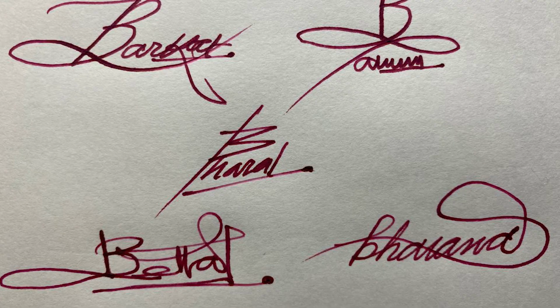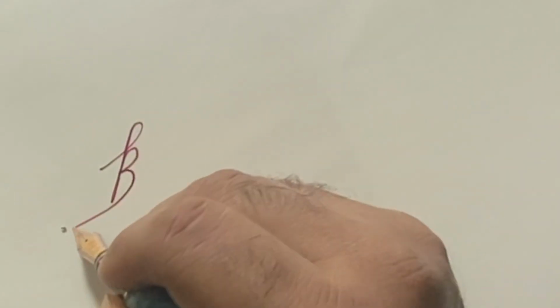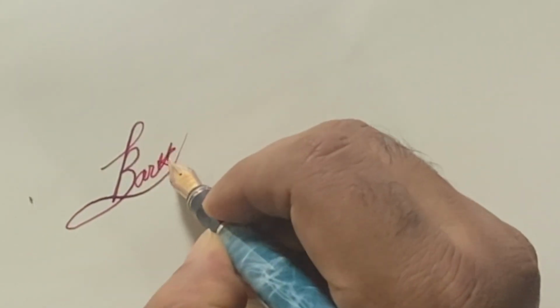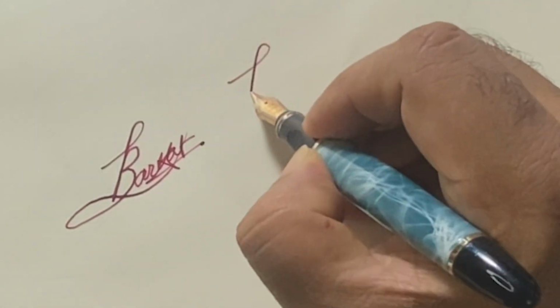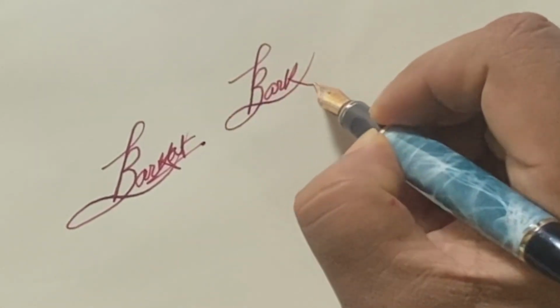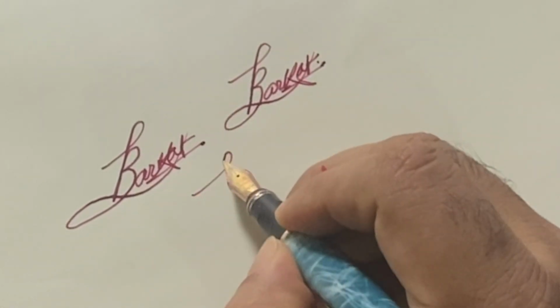First, let's design the signature of Barkat from Bangladesh. Here I will use small top loop of letter B with a big bottom loop, upward curve letter ARKAT in the inner part of the curve.